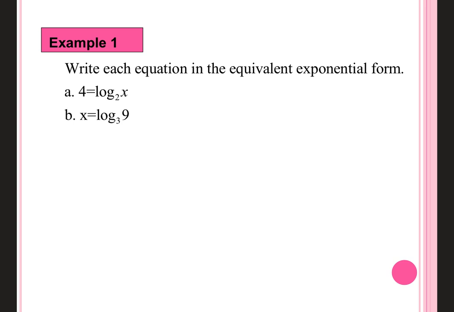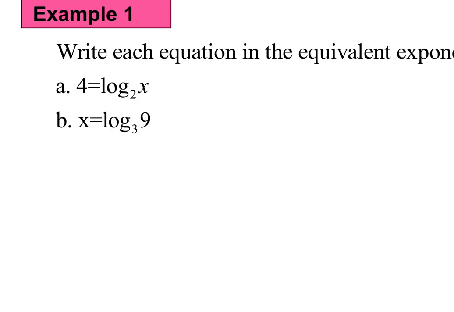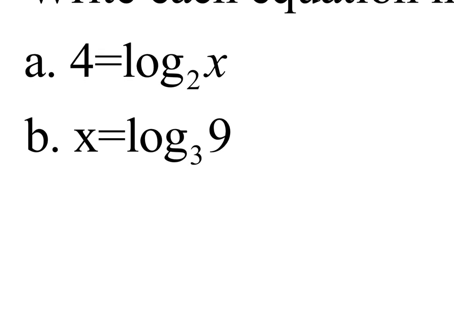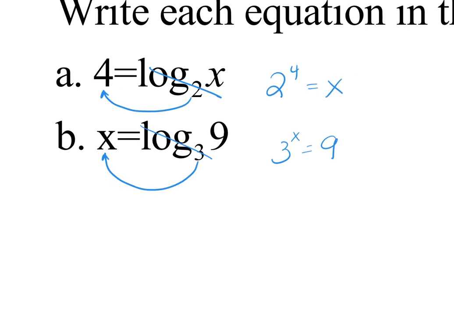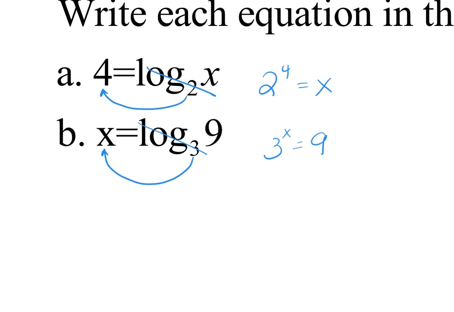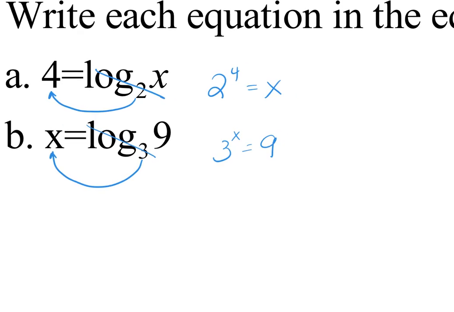All right, so the first one is converting. Write the equation in the equivalent exponential form. So if I have 4 equals log base 2 of x, then the 2 comes over and picks up the 4, 2 to the 4th, and it drops off and leaves the x by itself. And here, 3 to the x drops off, so 3 to the x equals 9. Right now, we're just converting. Obviously, at some point, we will solve these, but for right now, we're just converting.